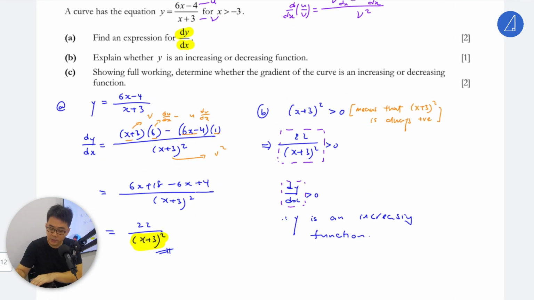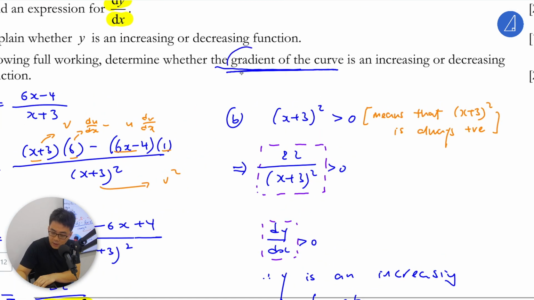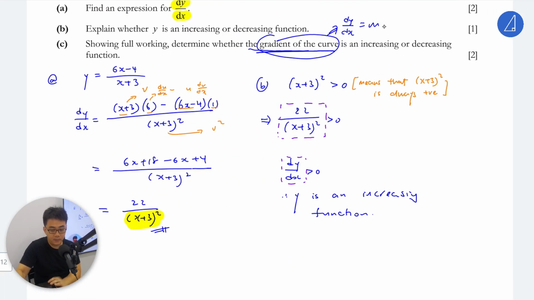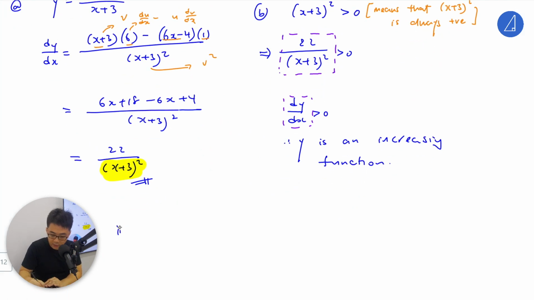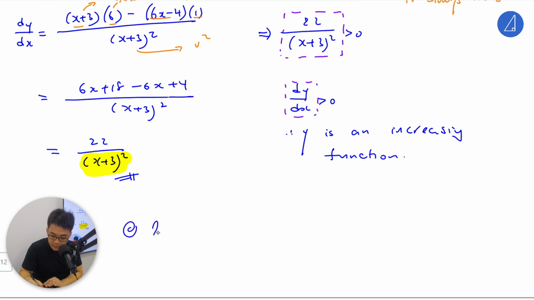Okay, so determine whether the gradient function is an increasing or decreasing function. Gradient function means the dy/dx. Okay, so if you're confused, what you do is you just let this be m, the gradient function. So for part 3, part C, you just let m equal to dy/dx, which is actually your 44 over (x plus 3) squared.